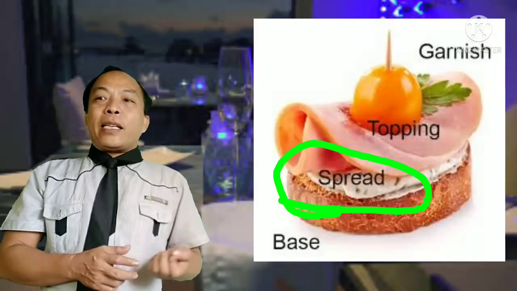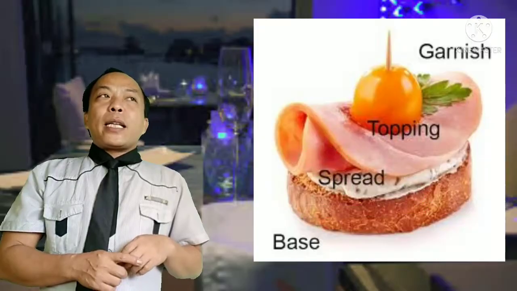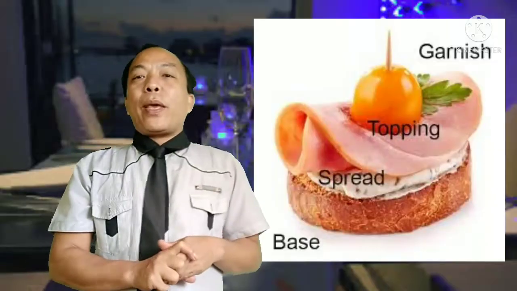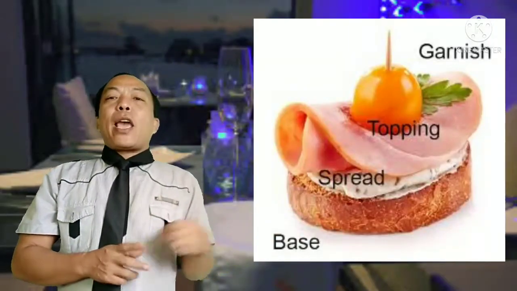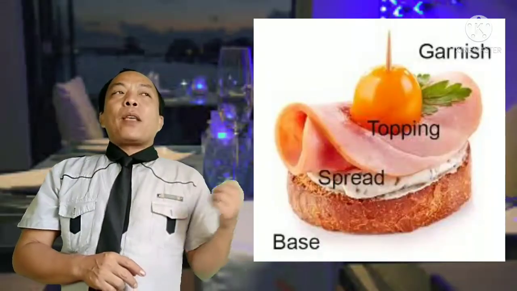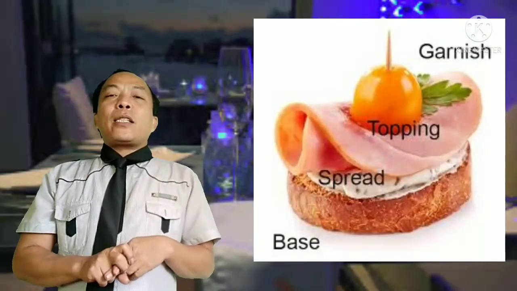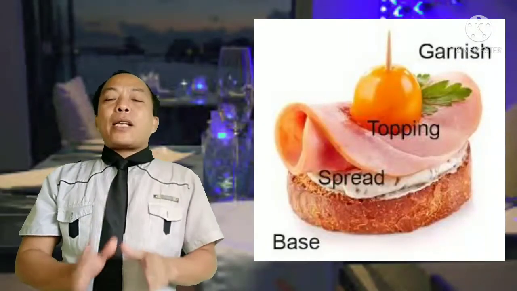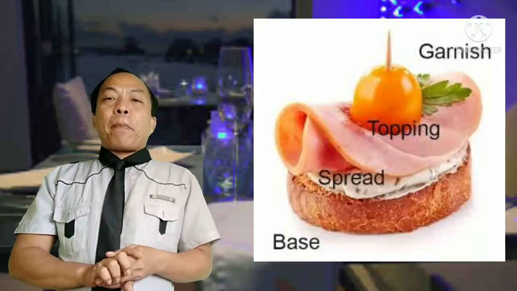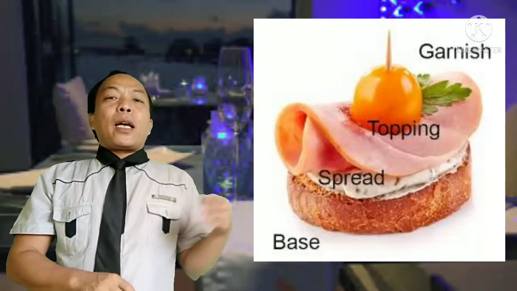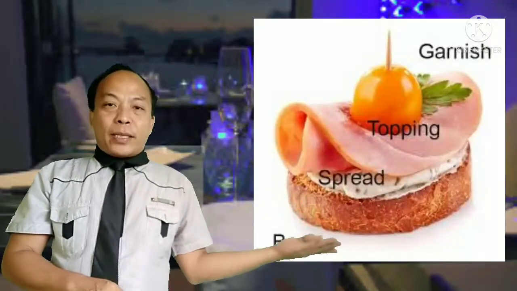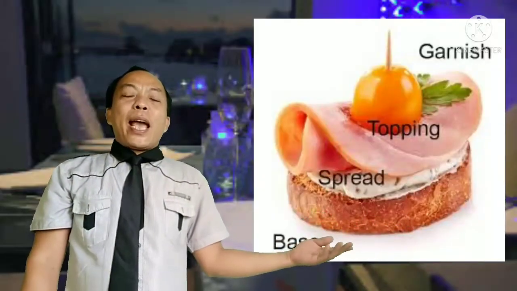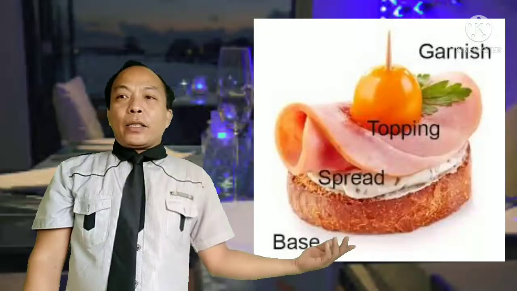or the so-called dressing. There are dressings already available in our supermarket. We have the most common mayonnaise and tomato ketchup, or if you blend them together, that is called Thousand Island dressing. This can be used as your dressing in preparing your canapé. After the base, you put the dressing or the spread, and after the dressing, we have the so-called garnish.